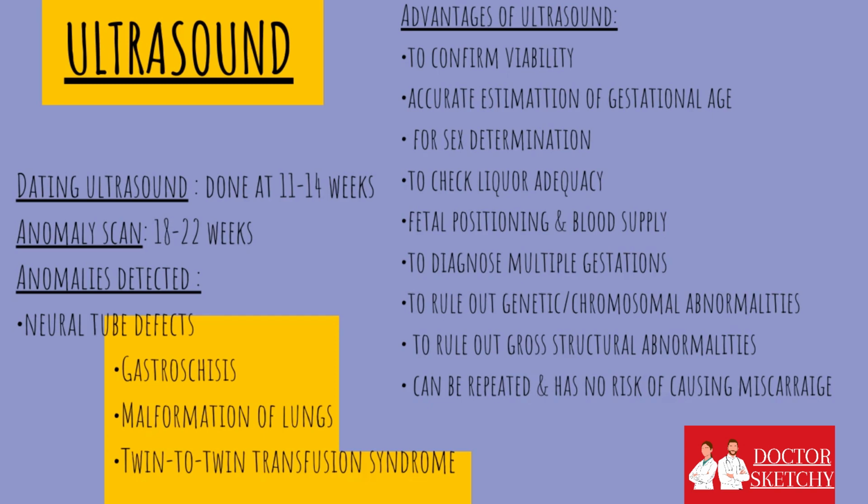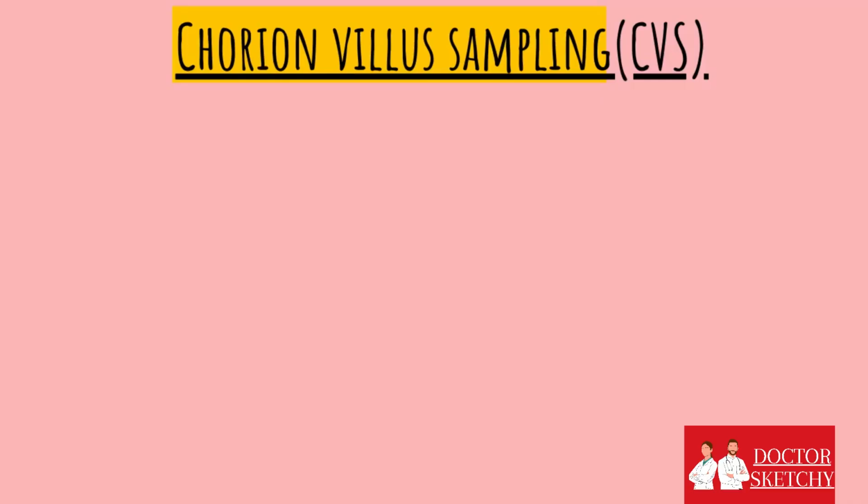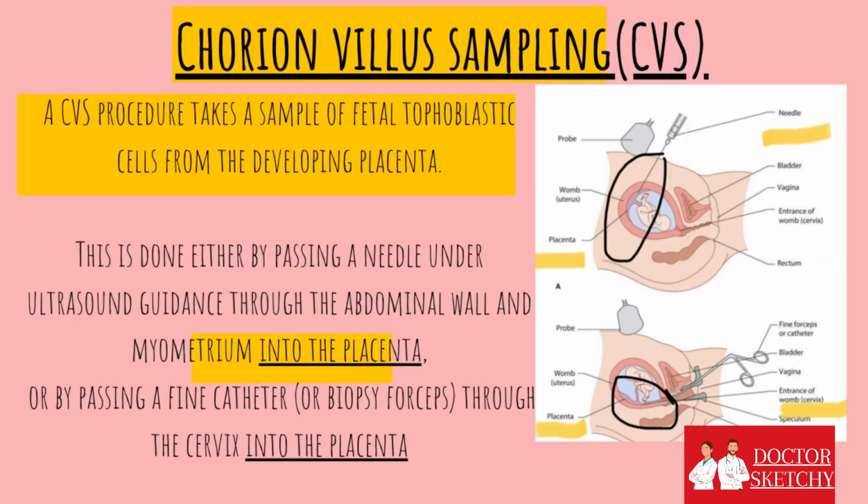That's all about ultrasound. Let's move on to chorionic villus sampling, CVS. It is a procedure which takes a sample of the fetal trophoblastic cells from the developing placenta. CVS is linked to placenta, while amniocentesis is linked to amniotic fluid and chordocentesis is linked to placental cord.